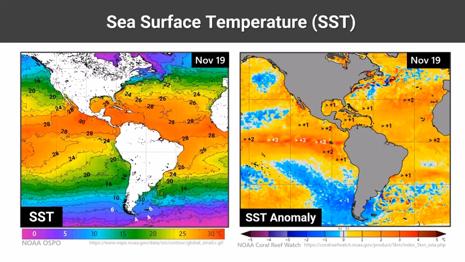We still have an area above 30 Celsius off the southern coast of Mexico.